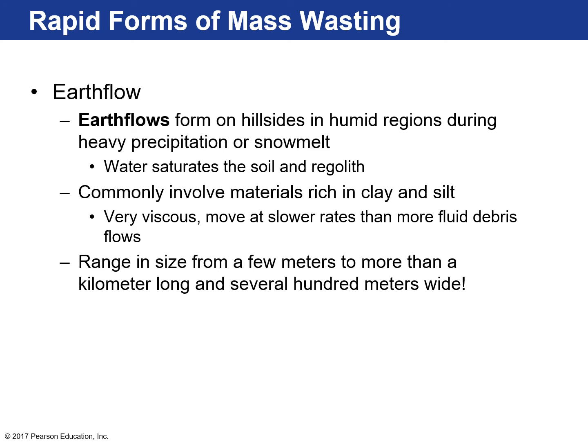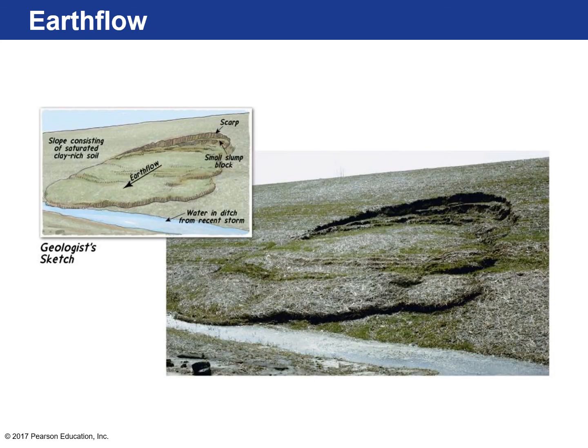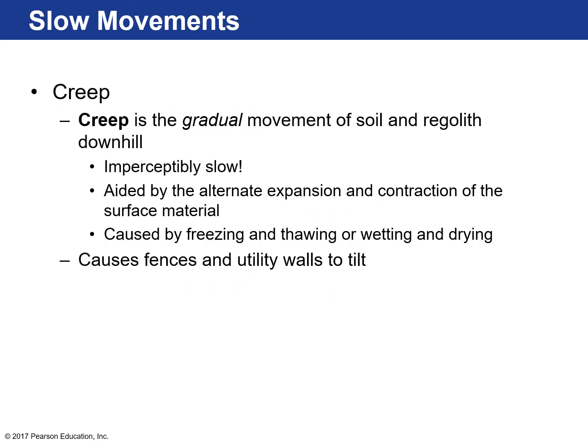So water really saturates the soil, and it's usually soil that has a lot of clay and silt, so it kind of traps the water. And so it moves at really slow rates. Okay, some can be hundreds of meters wide. Let me show you a picture. Here's a sketch of one, but this is an earth flow. Okay, all this material just got saturated, created a small little scarp, and this material just oozed downwards. Okay, so it's all this material. So that's earth flow.